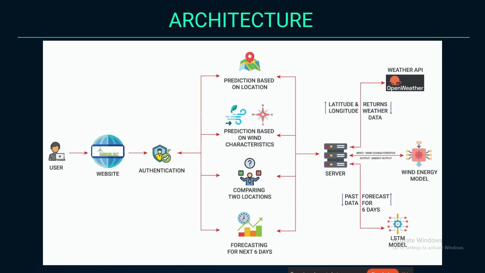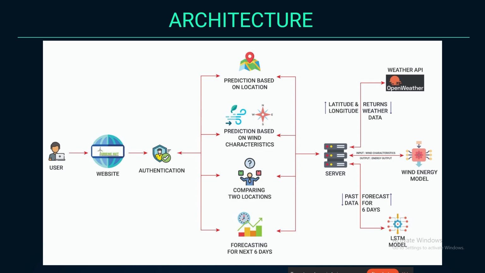So under prediction based on location, user can enter latitude and longitude of any location. So the entered value will be sent to the server. Now server will send the latitude and longitude to Open Weather API, which returns the weather data of the particular location. So server processes the returned JSON file and takes wind speed and wind direction and sends it to the wind energy prediction model. This model returns the wind energy output to the server, and the server returns the output to the user.